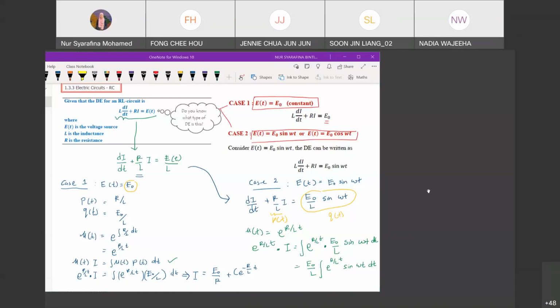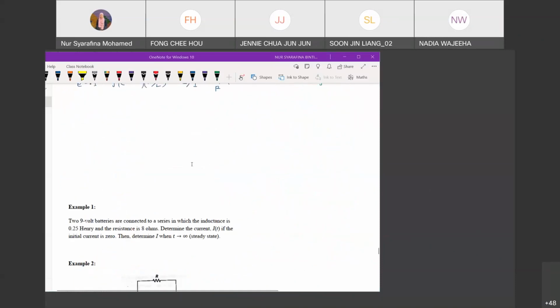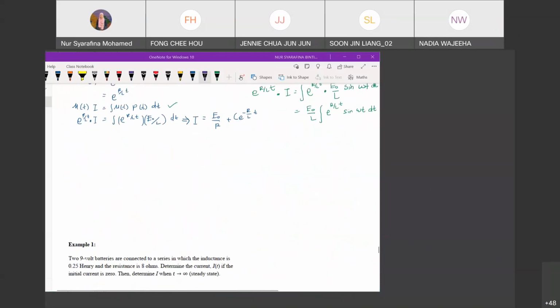Okay, next let's take a look at example 1 here. We have two 9-volt batteries connected in series, in which the inductance is 0.25 and the resistance is 8 ohms. Determine the current I if the initial current is 0. Then determine I when t approaches infinity, where it is in steady state. So now, identify the information given.